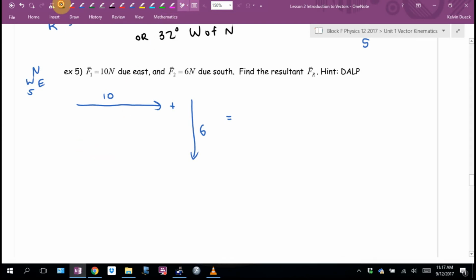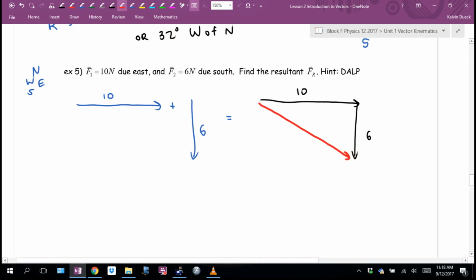So I'm going to go 10, 6. Can you see the resultant, Josh? I think it's going to be pointing down and right from the tail of the first vector to the tip of the second vector. Since we're finding a force, I'll use the letter F for force and a subscripted R for resultant.